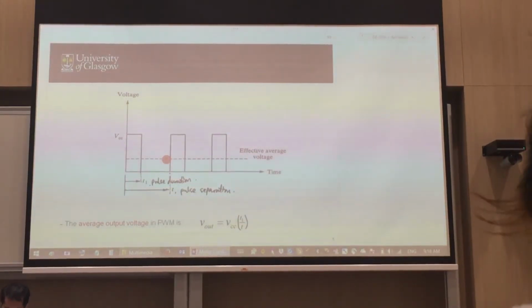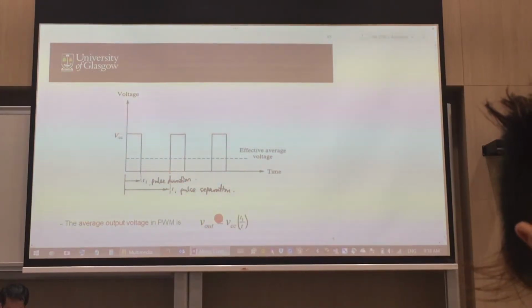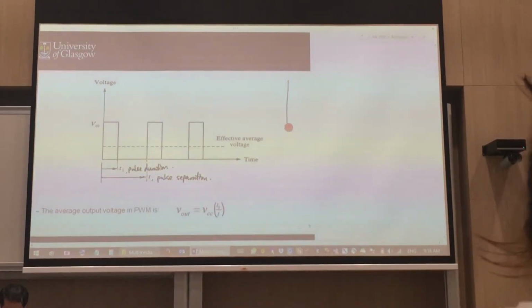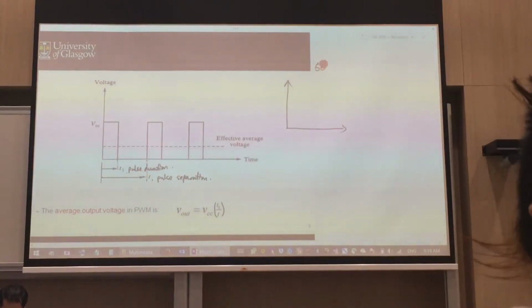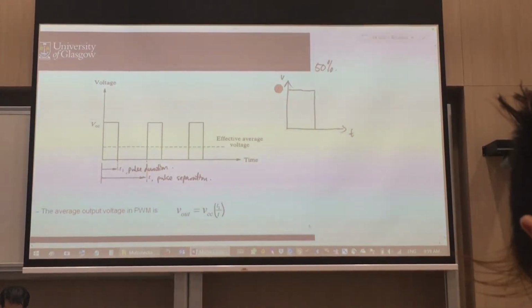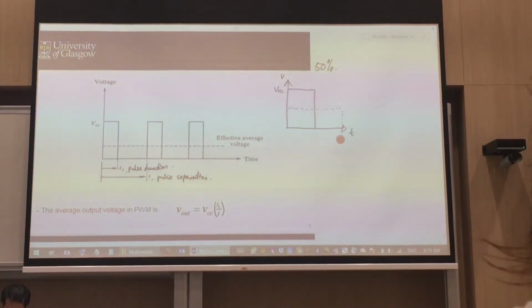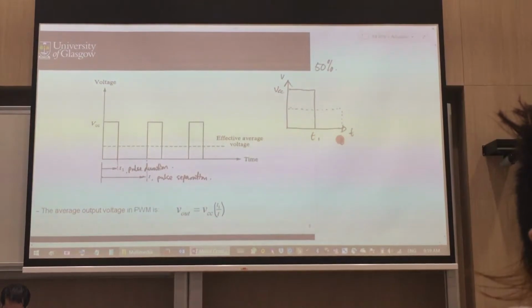So if I were to do a few more sketches to give you an idea of the effective Vout. Let's say I have a case of a 50% duty cycle. So I have mine, this is voltage and this is time. So this is VCC. So at 50%, what that means is that over here, that will be your T, and this will be your T1.